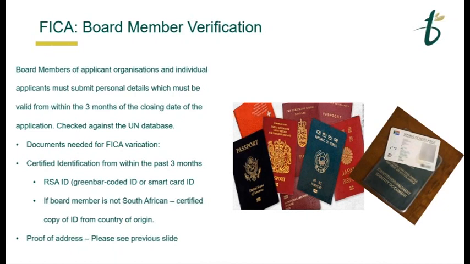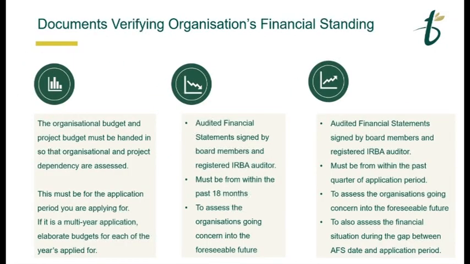The Financial Intelligence Center Act, also known as FICA, requirements are there to combat illicit financial activities such as money laundering and financing of terrorist organizations. Tshikululu conducts a rigorous vetting of organizations and recommends funding for organizations that will likely operate beyond the funding period applied for.